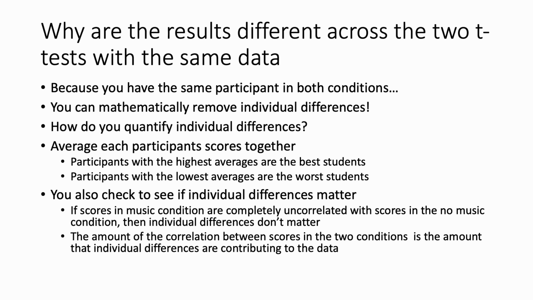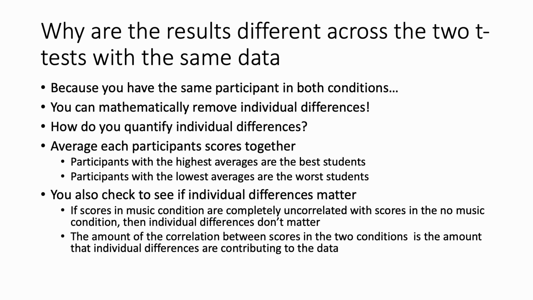But let's say you wanted to know, oh, did individual differences even matter in my study? Well, what the math does is look at the correlations between your two conditions. So if scores in your music condition are completely uncorrelated with scores in the no music condition, then individual differences didn't really matter for your experiment, okay? But the amount of the correlation between the two conditions is the amount that individual differences are contributing to the data. If you don't get any of this, it's fine. The reason they're different is just because you have the same participant in both conditions. That's the difference. It leads to some changes in math.